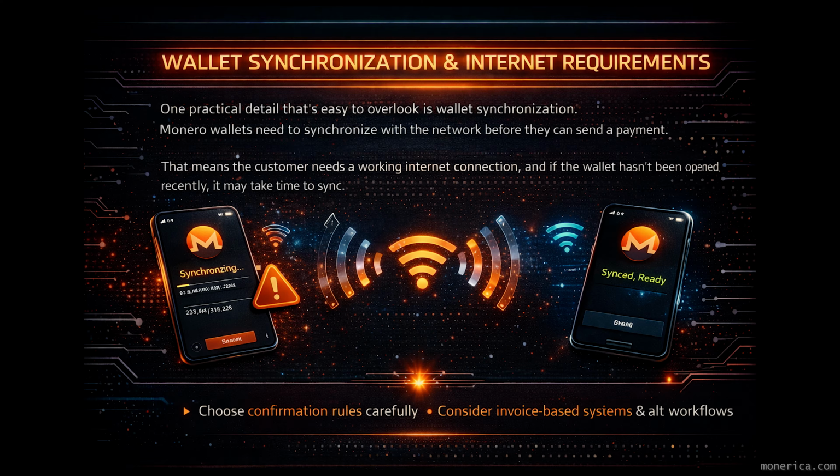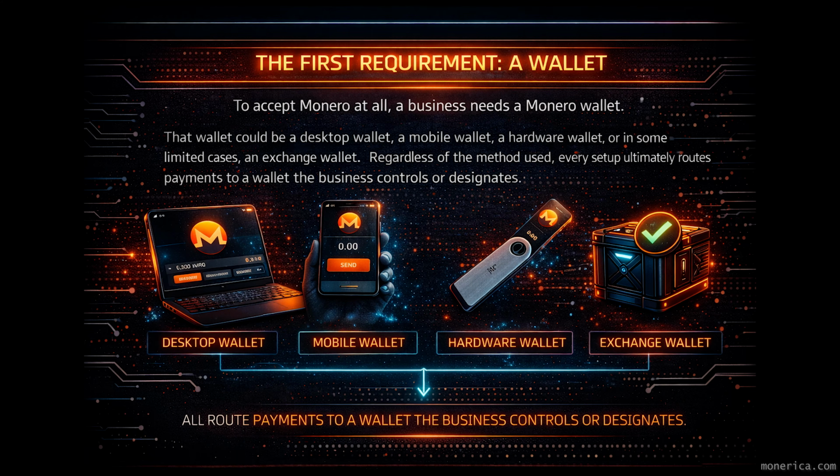This is one of the reasons some businesses choose specific confirmation rules, invoice-based systems, or even alternative workflows to avoid delays at the counter. The first requirement, a wallet. To accept Monero at all, a business needs a Monero wallet. That wallet could be a desktop wallet, a mobile wallet, a hardware wallet, or in some limited cases, an exchange wallet. Regardless of the method used, every setup ultimately routes payment to a wallet that the business controls or designates.